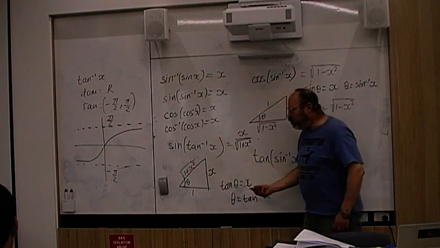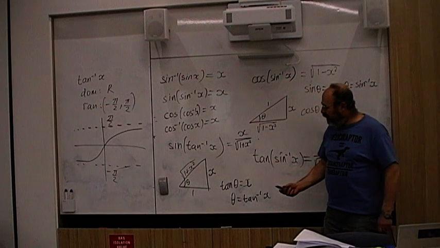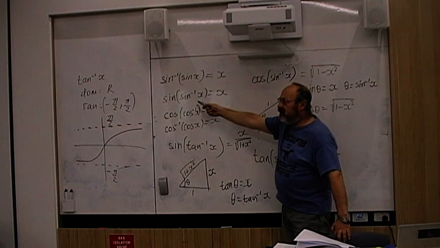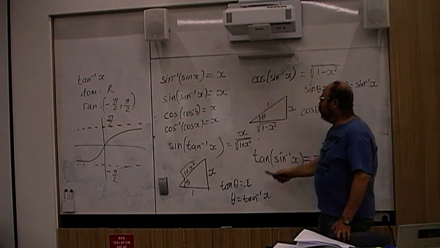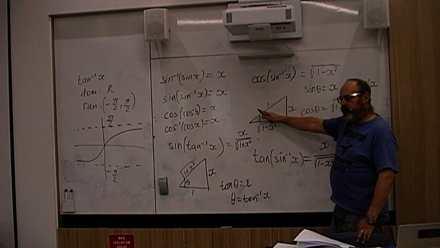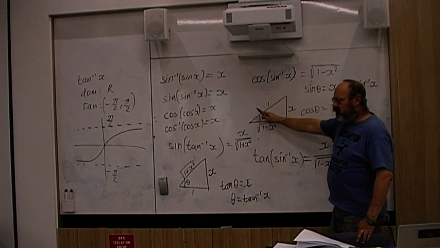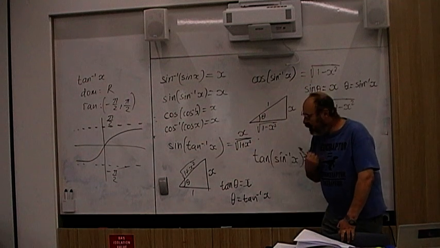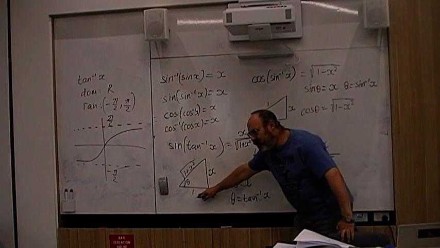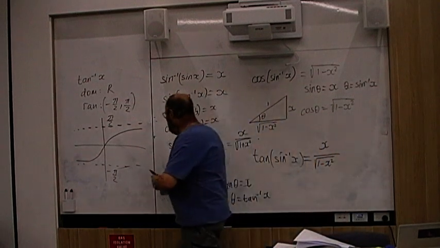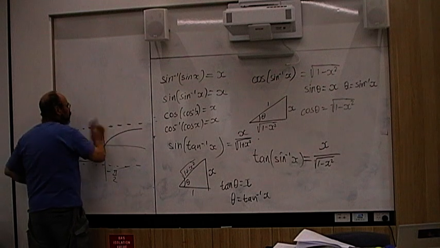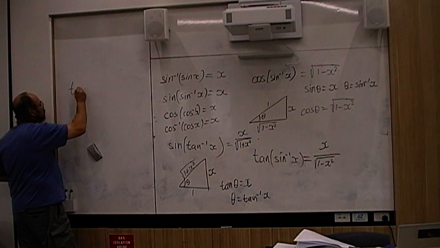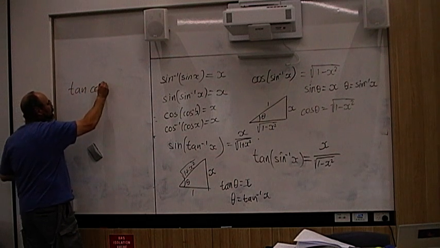So you always draw the triangle according to what is in the bracket. If you have sine inverse of x inside, you need x opposite and 1 hypotenuse, because you want sine to equal x. Here we have tan inverse of x, we want tan to equal x, so we take opposite x and adjacent 1. Tell me how we need to draw the triangle if I want to find, for example, tan of cos inverse of x.